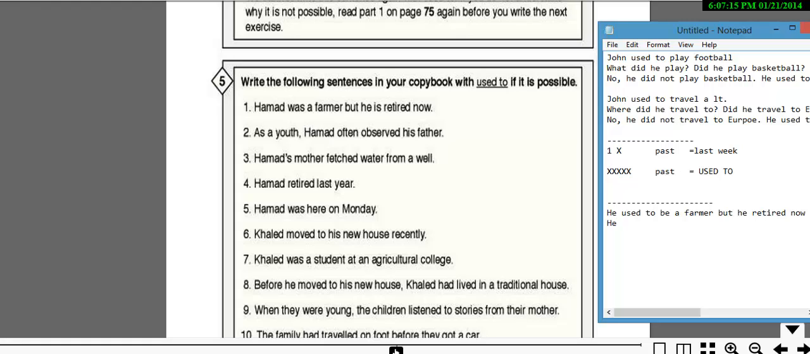You can say he used to observe his father. I'm not using the exact same form of this sentence, but that would still be okay for me, because I know the difference, and I'm just used to changing things for test mode and explanation mode, but I should write it perfectly for you. So let's get to the third one. Hamid's mother fetched water from the well.